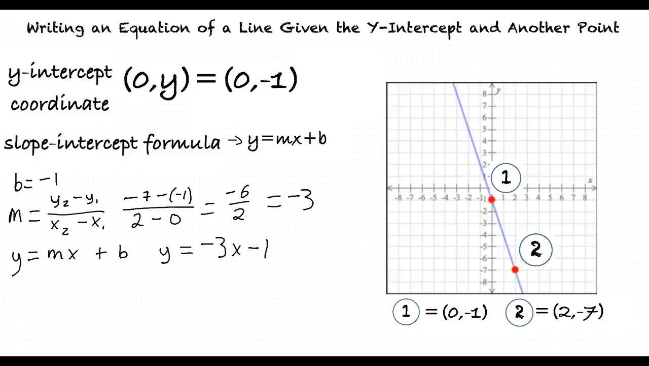So we need to look at the graph to find the coordinate of the y-intercept, then choose another point on the line. We use these 2 points to calculate the slope of the line in the rise over run formula. We then substitute the resulting m, slope, and b, y-intercept, into the equation of the line in y equals mx plus b format. That's right.